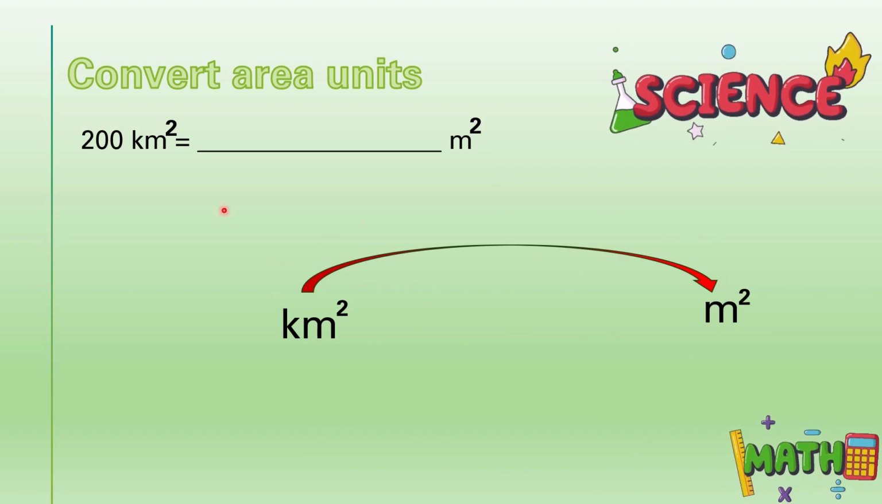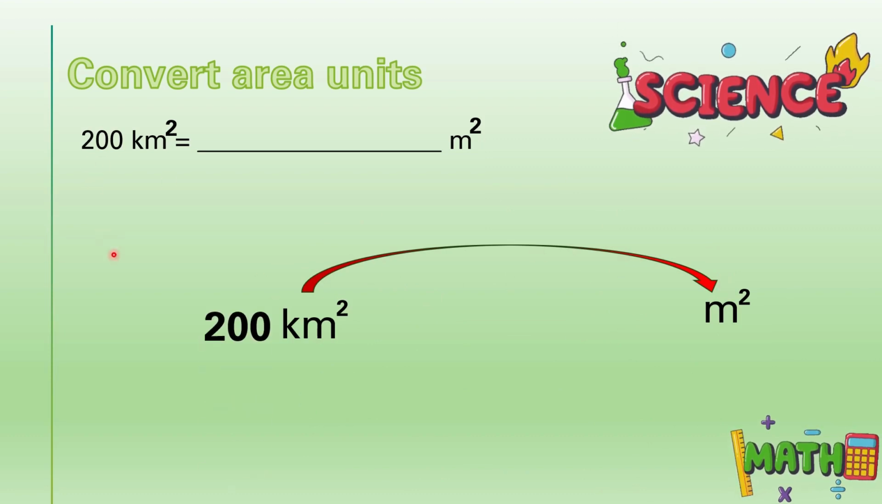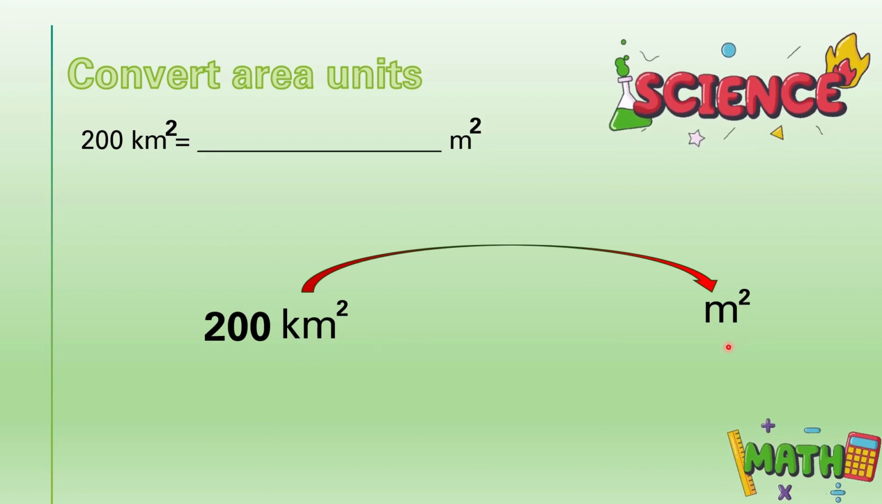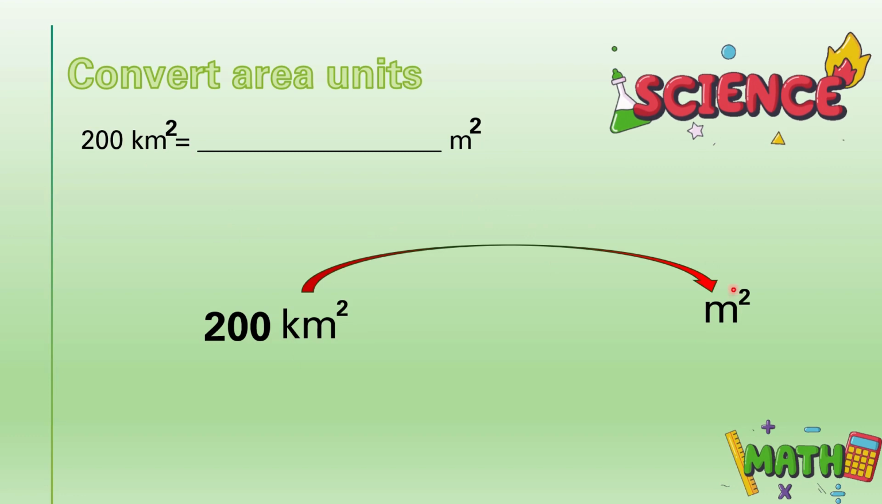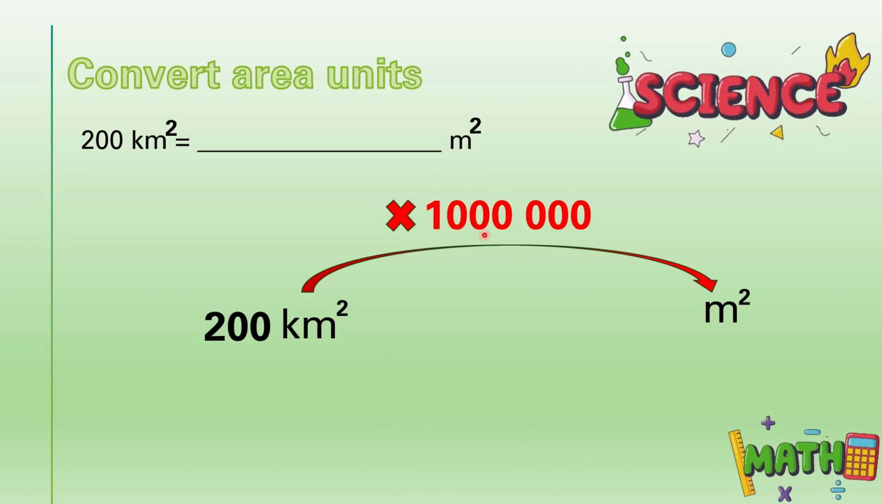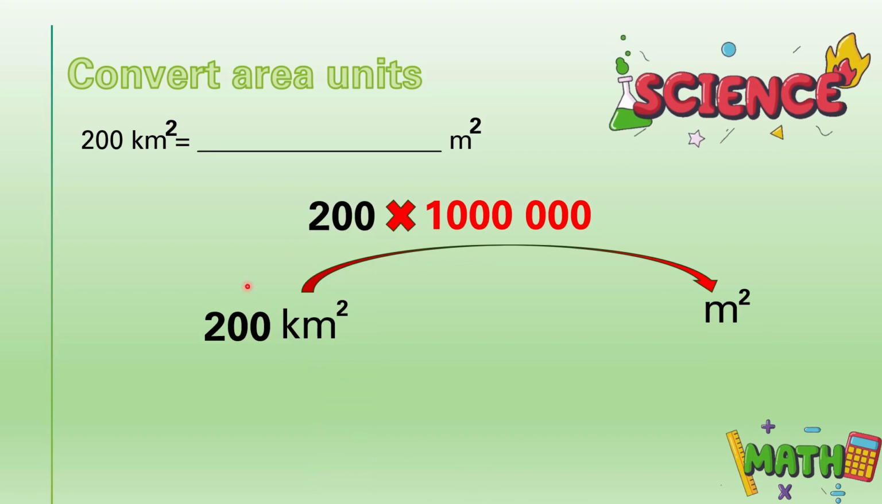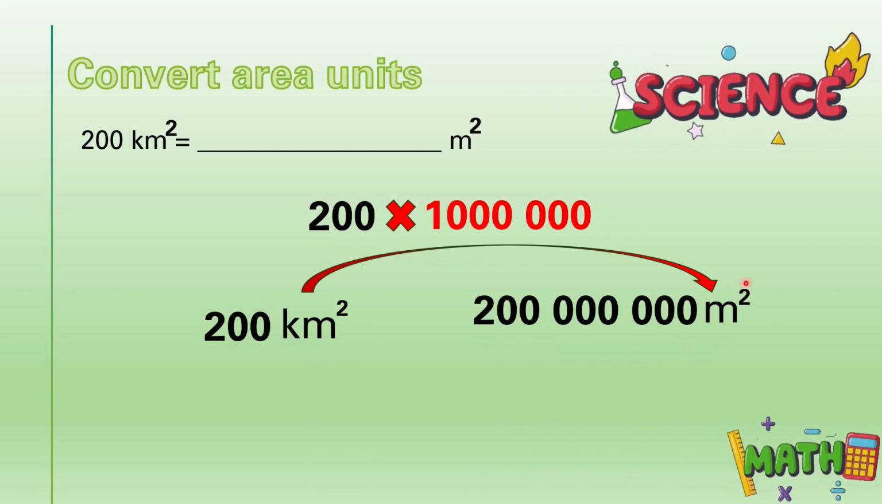Now here we have the number 200. So 200 kilometers squared, we need to convert into meters squared. Again, if we are going from biggest to smallest, we are doing multiplication. How much multiplication? 1 million. Because we said kilo is usually 1000, but squared is doubled, so it's 1 million. So we need to multiply 200 with 1 million, which basically gives us 200 million meters squared.